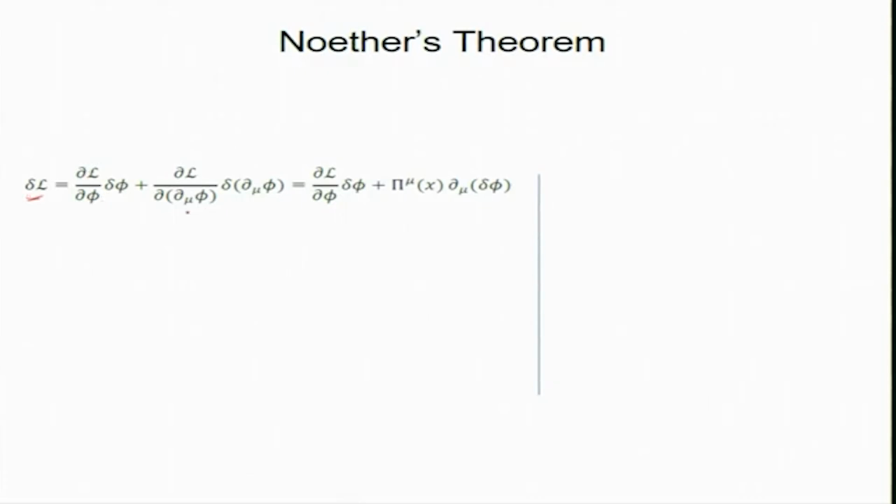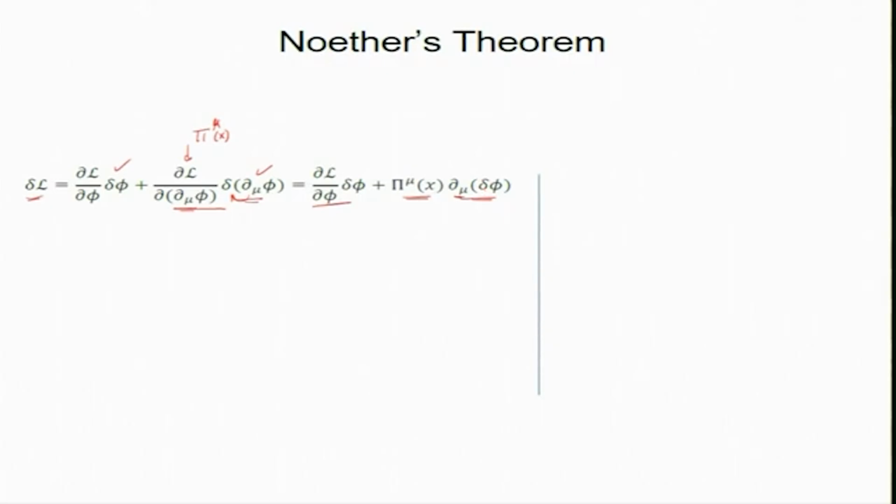So, delta L is ∂L/∂phi delta phi plus ∂L/∂(∂_mu phi) multiplied by delta of ∂_mu phi. So, this is a derivative. The Lagrangian can change due to a change in phi as well as due to a change in the derivative. These are two contributions. We rewrite it, the first part remains as is. The second part, this is pi^mu(x), the definition of the momentum density. I am basically commuting the derivative with delta, which is allowed.